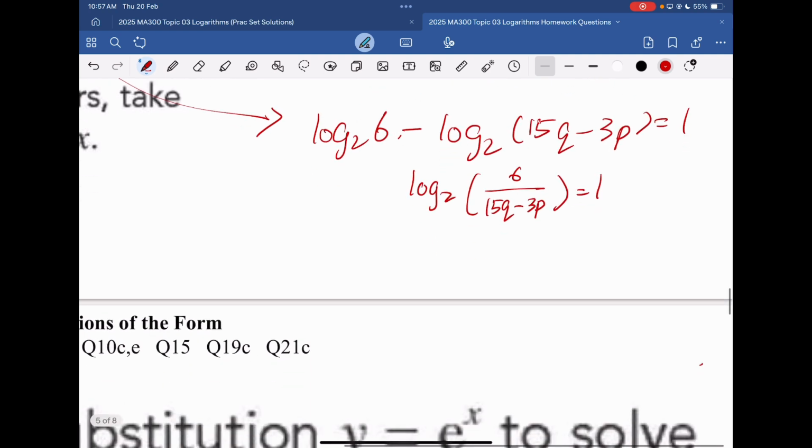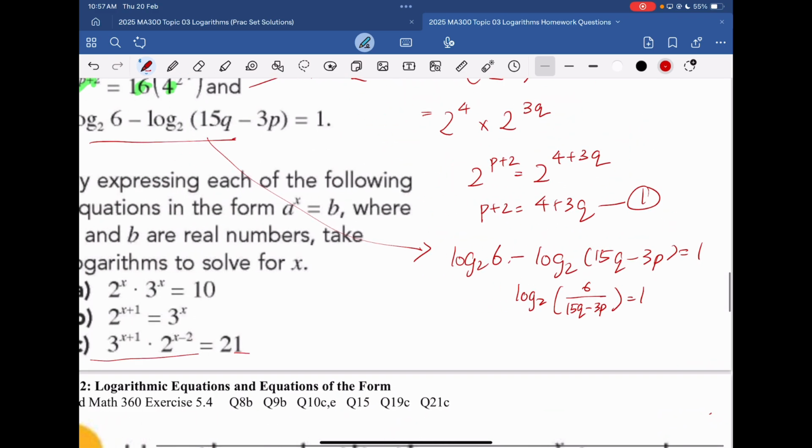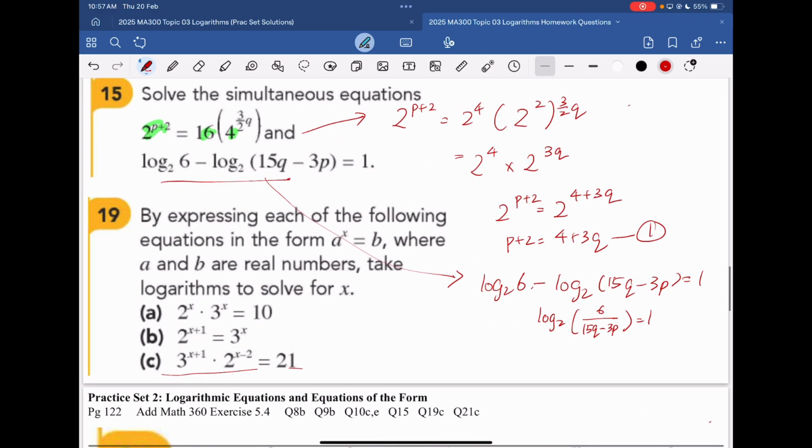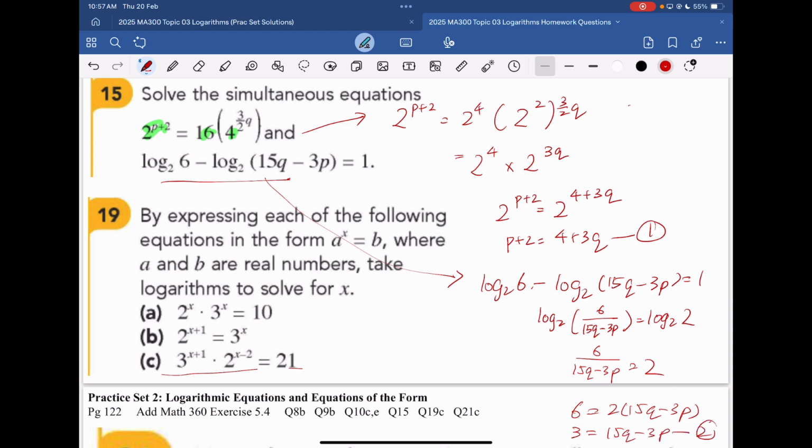Okay, can? What law is this? This is called the quotient law. Indices also have the quotient law. Logarithm also has the quotient law. So over here, what can I do? You can change to index form. Or you can also say that 1 is the same as log 2 of 2. Right? So 6 over 15q minus 3p equals 2. 6 equals 2 times 15q minus 3p. Divide by 2 on both sides: 15q minus 3p equals 3. Call this equation 2.